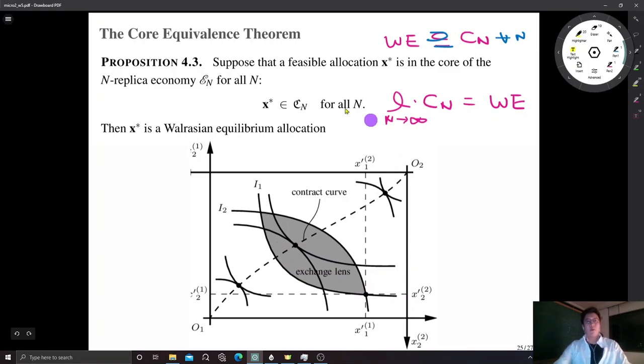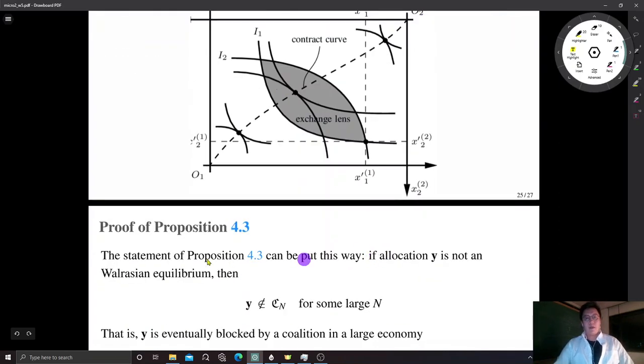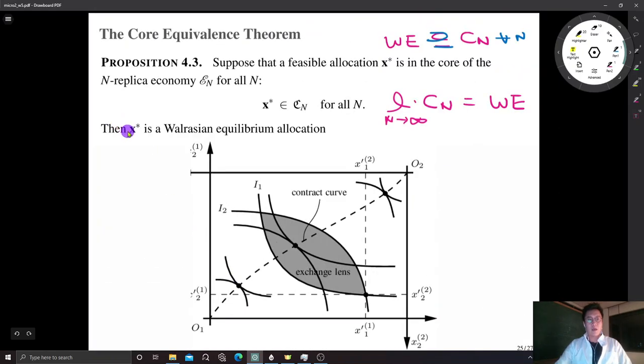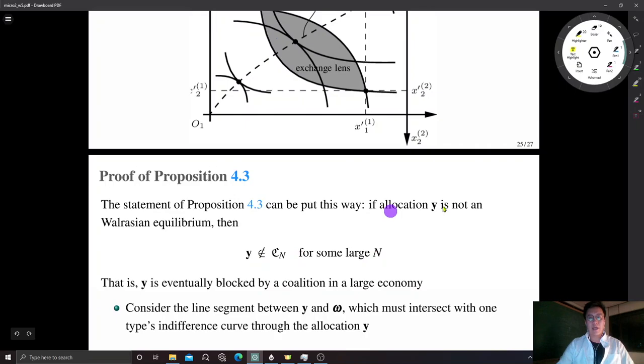All right. And then the way to show this statement is, we are going to think of a contrapositive statement. So the statement of the proposition can be put this way. Contrapositive statement: if an allocation y is not a Walrasian equilibrium allocation, then there exists some number n such that y is not in the core in that economy. Okay? So that is the contrapositive statement of the statement in Proposition 4.3. So if we prove this statement, then we are done.